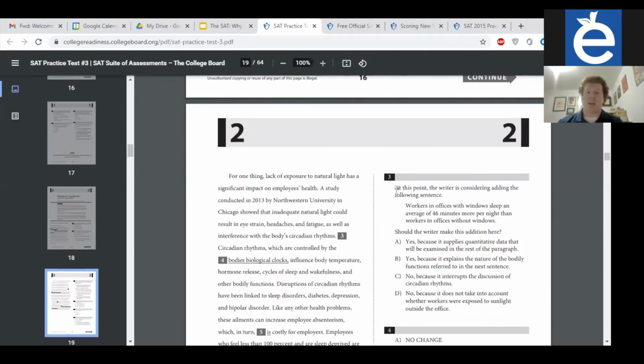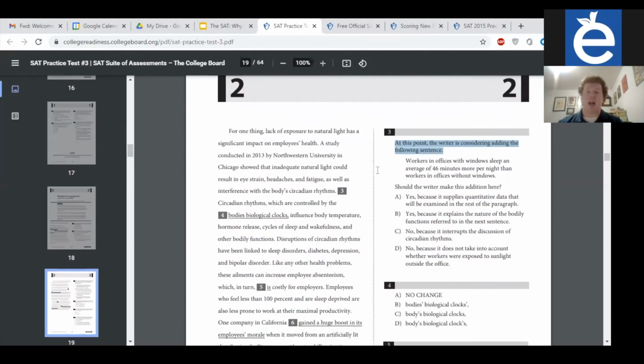Moving on to number 3. At this point, the writer is considering adding the following sentence. Okay, so for this kind of question, this is a pretty common setup for the writing and language section. We can see that the answers are yes, yes, no, no. And it's always going to be 2 yes and 2 no. They're all going to have different reasons.